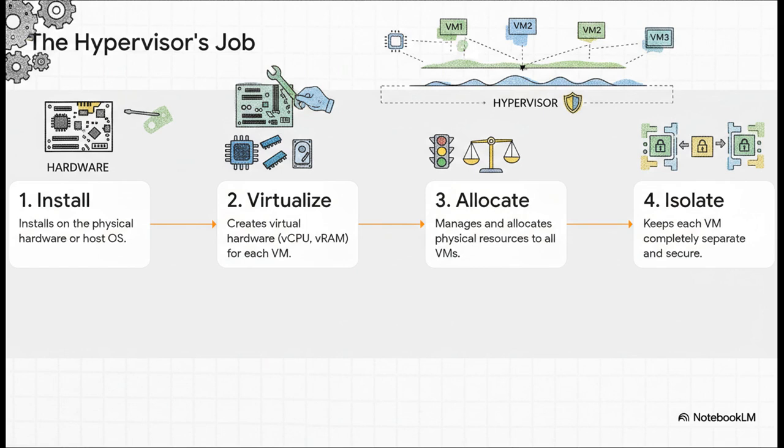Let's walk through it. First, the hypervisor gets installed. It can go right onto the bare metal hardware, or it can sit on top of an operating system you already have. Then, for step 2, it creates virtual hardware. It basically carves up your real processor and memory into little virtual pieces for each VM to use. For step 3, it acts like a traffic cop, making sure every VM gets the resources it needs to run smoothly. And finally, and this is maybe the most important part, it keeps each VM totally isolated, building a secure digital wall around them so they can't mess with each other or with your host computer.